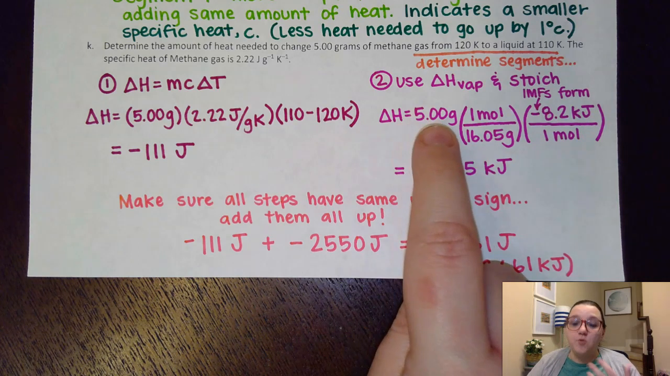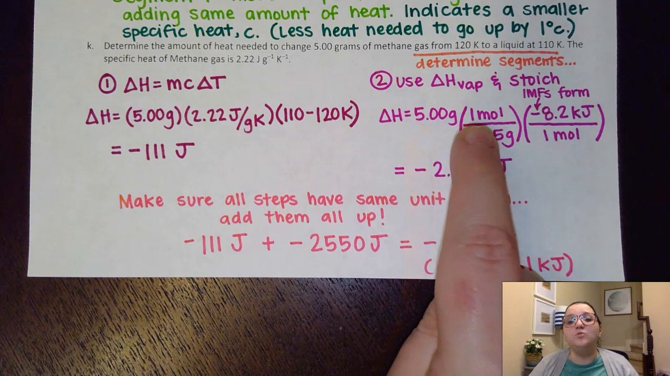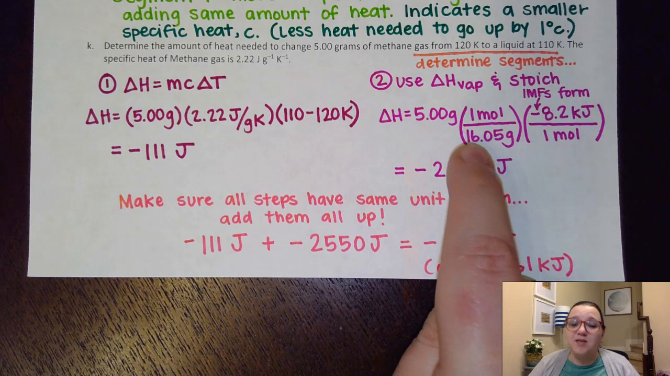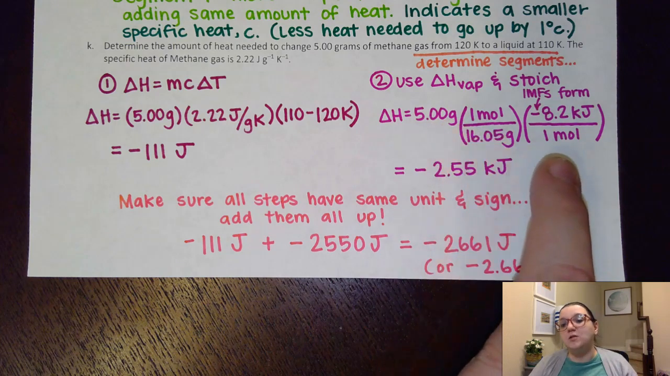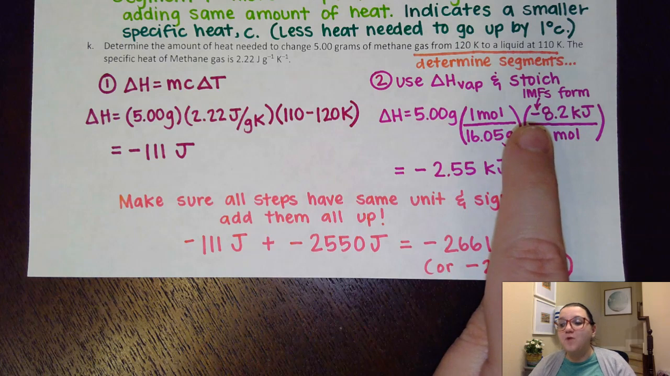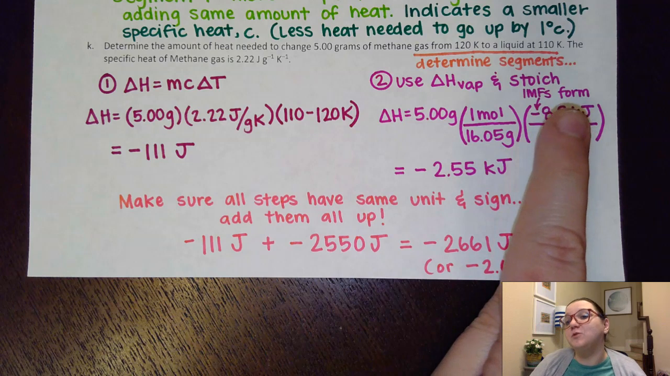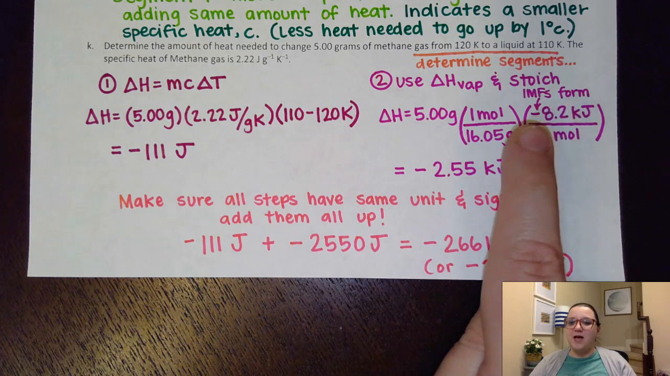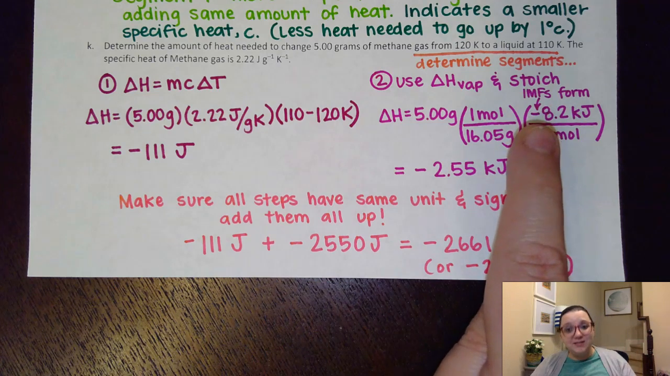I used 5 grams of the methane. So the first thing I would need to do is convert the grams into moles utilizing the molar mass of methane. So this is CH4's molar mass added together. Once I do that, then I can use the 8.2 kilojoules per 1 mole. However, you notice I did include a negative here because if I'm going from a gas back to a liquid, then that means that the IMFs are forming, and so therefore that should be exothermic, freeze to form. So I had to pick the sign on here.